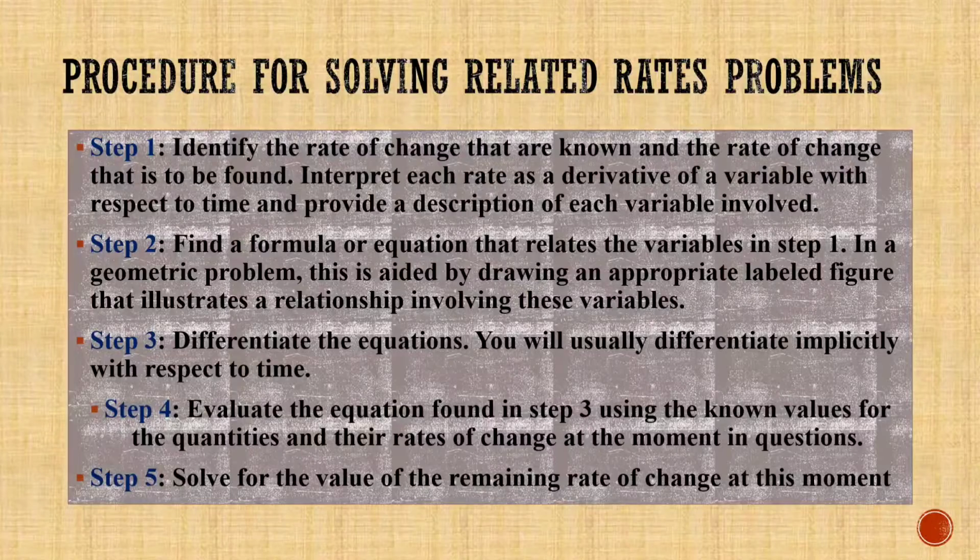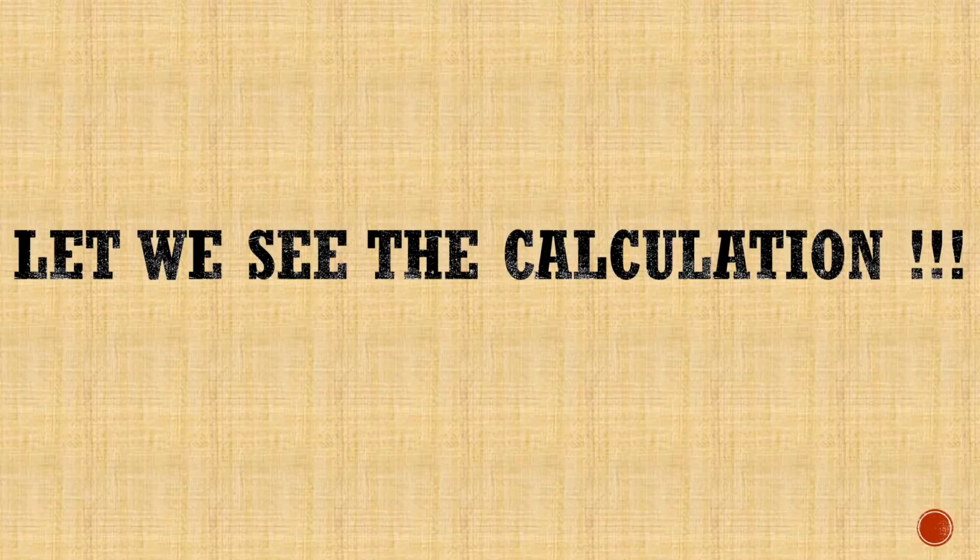For the next step, differentiate the equation. You will usually differentiate implicitly with respect to time. For the next step, evaluate the equation found in step 3 using the known values for the quantities and their rates of change at the moment in the question. For the last step, solve for the value of the remaining rate of change at this moment. So now, let me see the calculation from my friend.